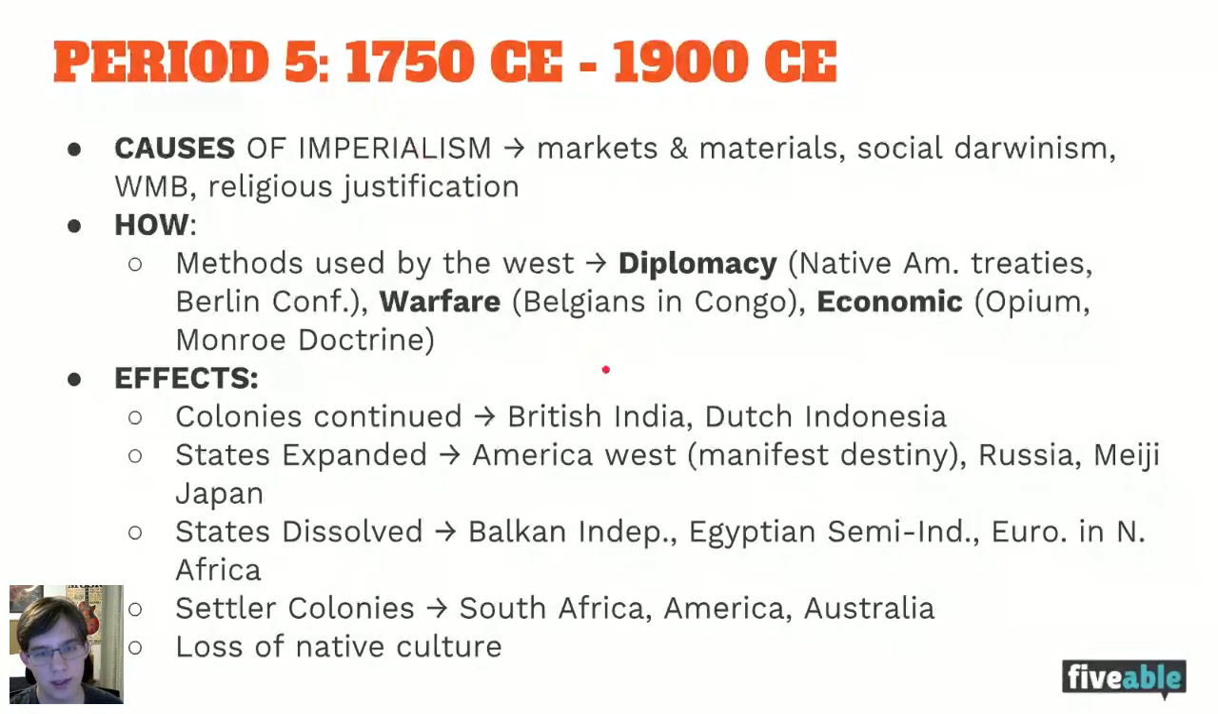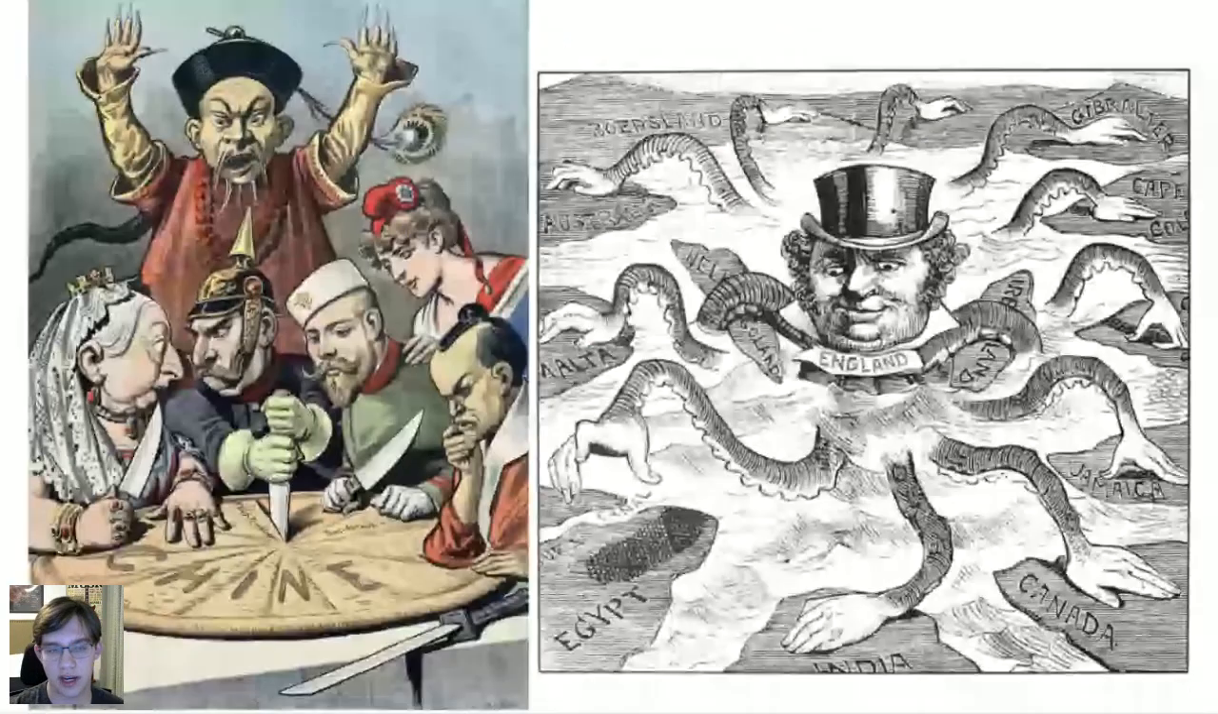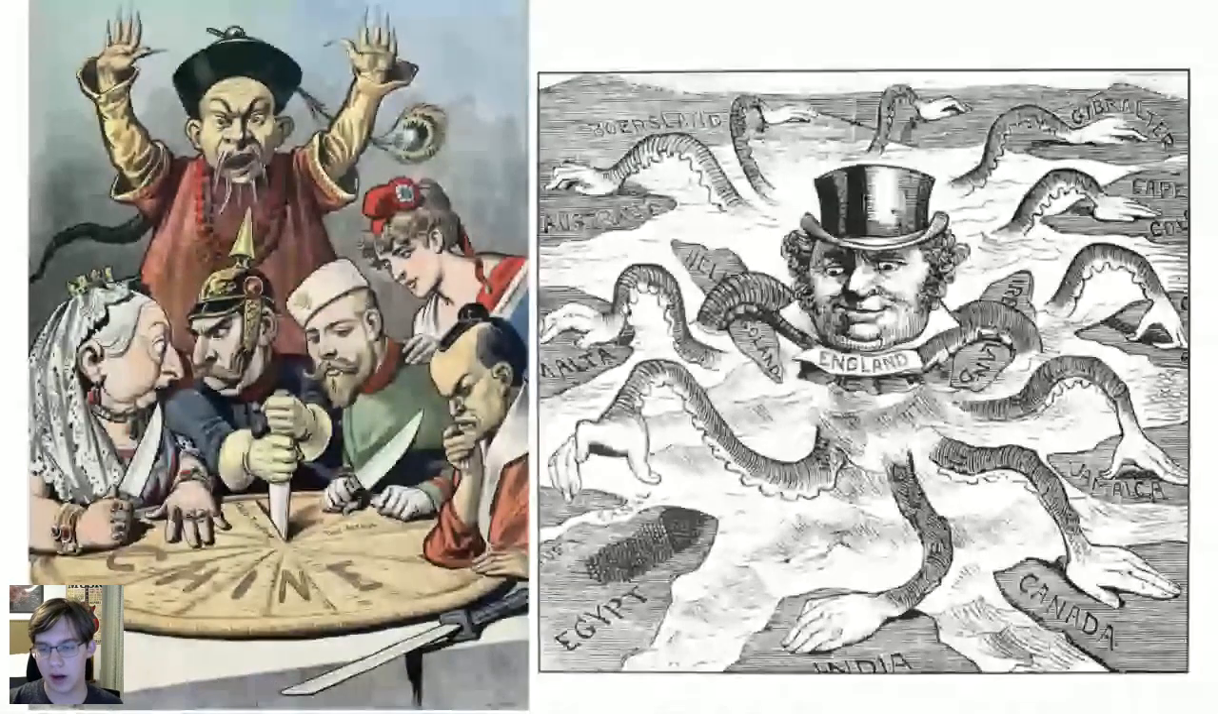Right. So here are some political comics about imperialism. On the left, I've always called this the Chinese pizza, but really it's indicative of the spheres of influence that different countries had. Here I'll go one by one: we have China up here, then Queen Victoria of Great Britain, Germany, Russia, France, and Japan. They're all sitting there negotiating how they split up China. How much is Japan going to get? How much is Britain going to get? How much is Germany going to get?